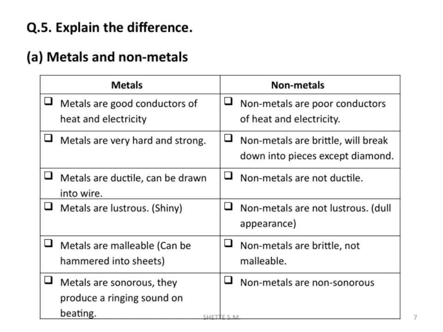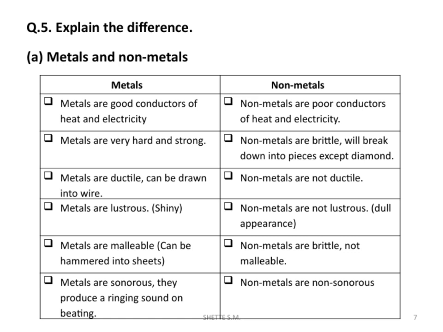Next, metals are generally very hard and strong, making them durable and suitable for construction and tools. Non-metals, however, tend to be brittle. They break easily when force is applied, except for diamond, which is an incredibly hard form of carbon.